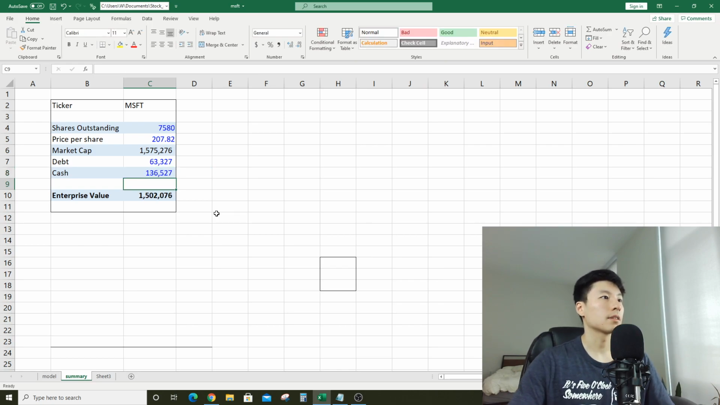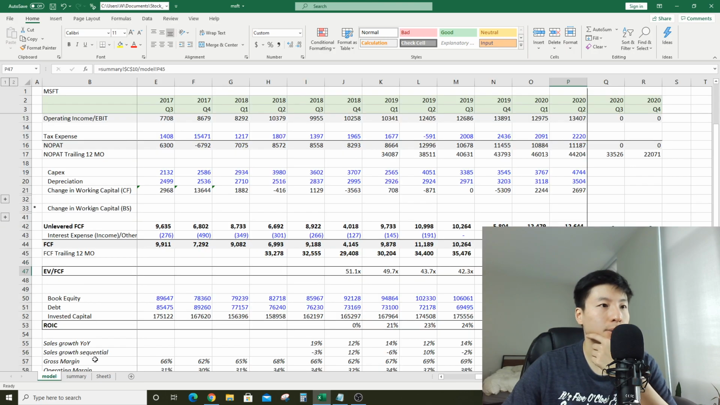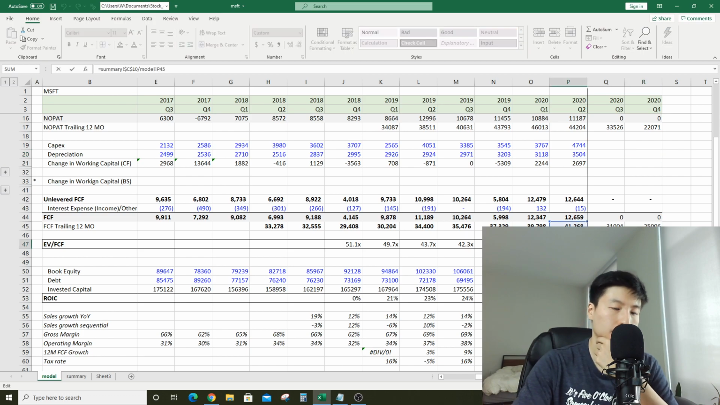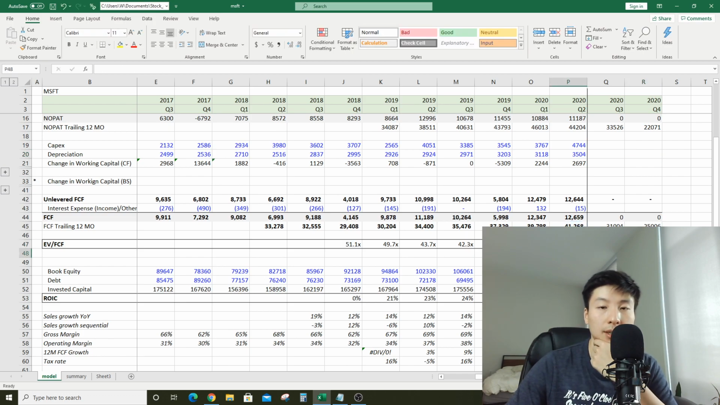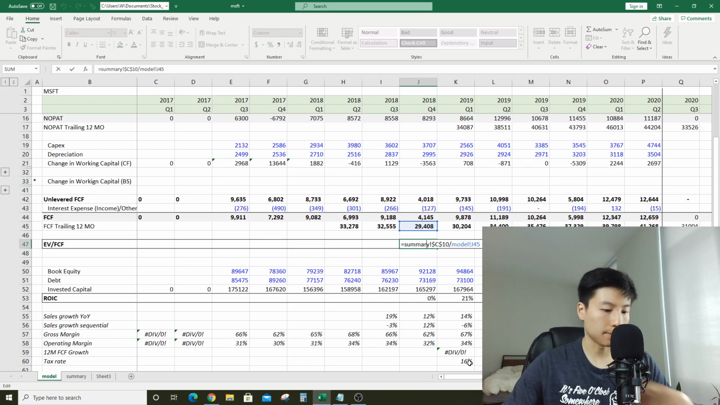All right. So you see that after we factor in the debt and the cash, Microsoft's enterprise value is actually lower than its market value because it has a ton of cash. So it's still a $1.5 trillion company. So what is it trading at? It's trading at 36 times their enterprise value. You notice that the multiple has been going down over time.